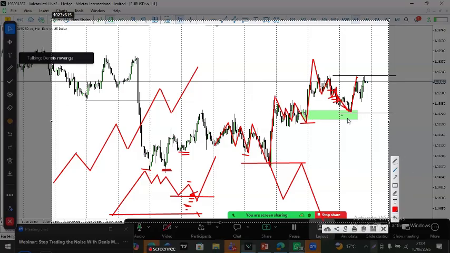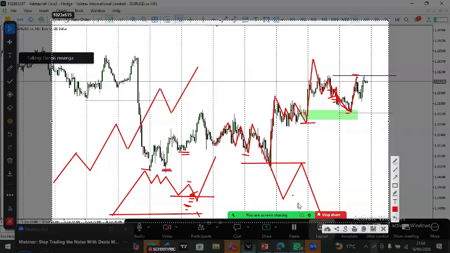Tomorrow we'll be focusing on today's low and the high, assuming that those are the extreme ranges that price action will trade.